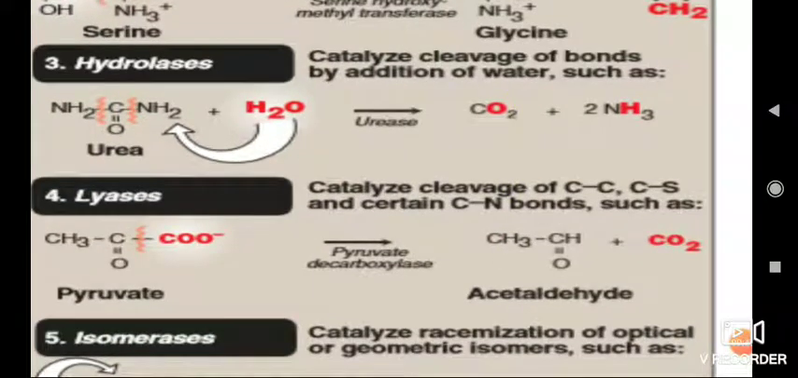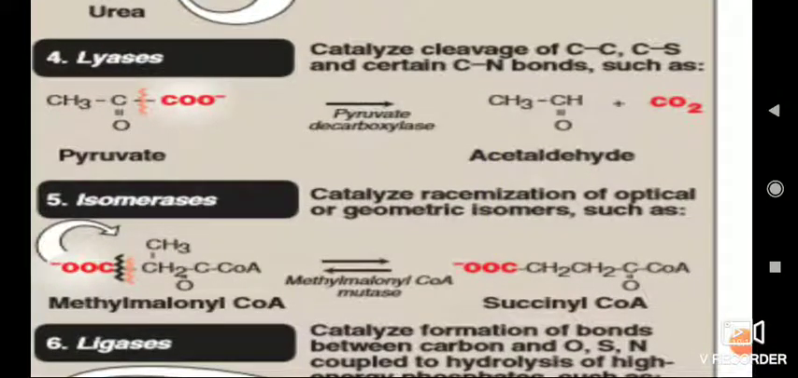The third class of the enzymes are the hydrolases. Hydrolases catalyze cleavage of bonds by adding water, such as shown in this figure, which gives the example of urease catalyzing a reaction. In the urease enzyme catalyzed reaction, urea on the action of water is converted into carbon dioxide and ammonia. This reaction takes place in the presence of the urease enzyme, which is a hydrolase.